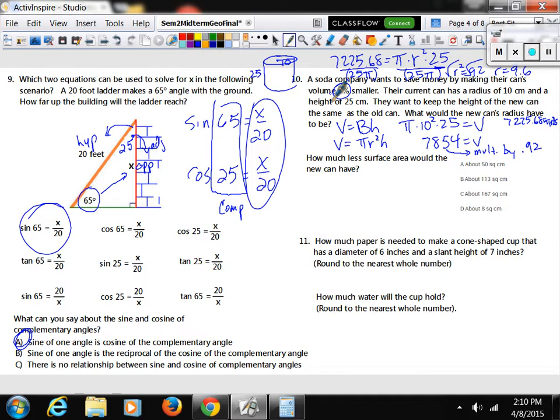So people might not even notice the difference, and yet they're saving money by all the cans they're going to show. Now, how much less surface area would the new can have? Well, the surface area is 2B's plus CH for a cylinder. So 2 areas of the base, so 2 times pi times 10 squared, plus 2 pi r h. Oh, 2 pi 10, 25. Sorry, I forgot the 10. 2 times pi times 10 times 25.